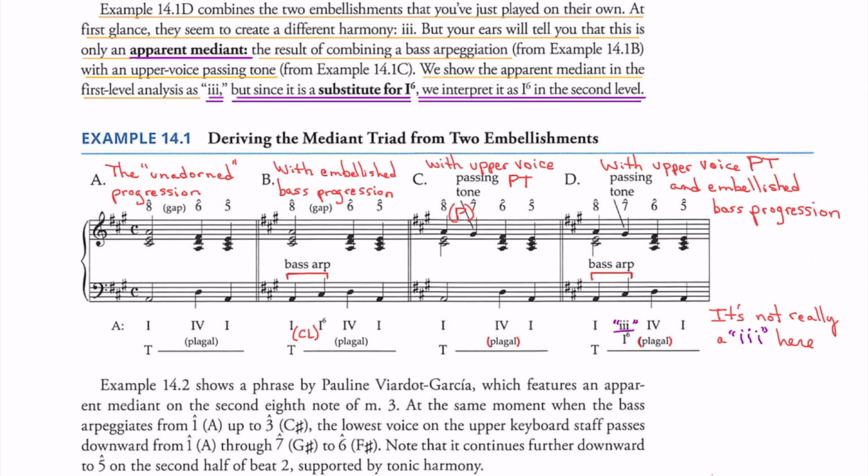Ready? Sing. Unadorned progression. Letter B, embellished bass. Letter C with the upper voice passing tone. Letter D with all of these things.